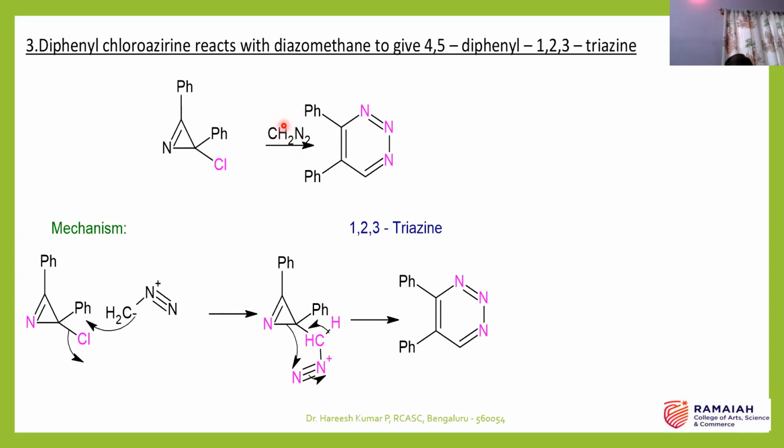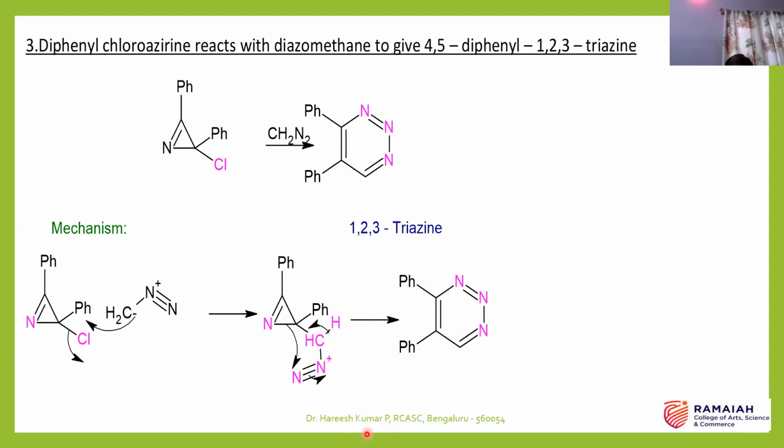Initially there will be a replacement of this chlorine, forming a compound like this. Once after the compound formation like this, then as usual, this bond pair will come over here. This bond pair will go over here, forms a lone pair on the nitrogen, and similarly this bond pair will move over there. So that is how 1,3-diphenyl triazine is formed.